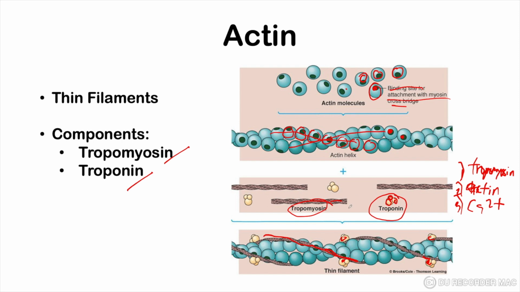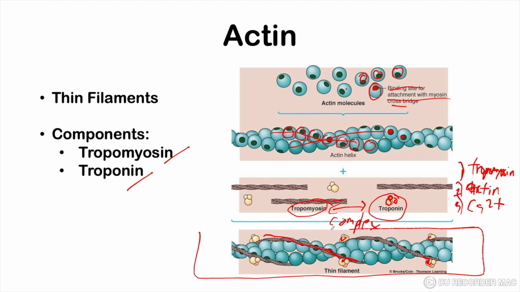Together, the troponin and the tropomyosin form the troponin-tropomyosin complex. And together, these three look like this. And this is your thin filament. So again, you have the actin helix made up of actin molecules that are wound around each other. You have the troponin-tropomyosin complex that goes around like that, with the tropomyosin covering the binding site for your myosin on your actin molecules. So that's important.